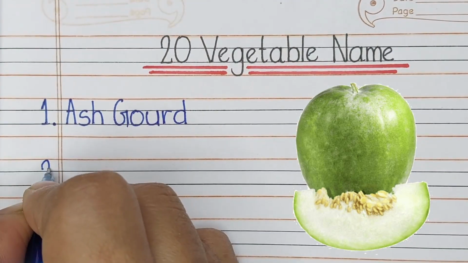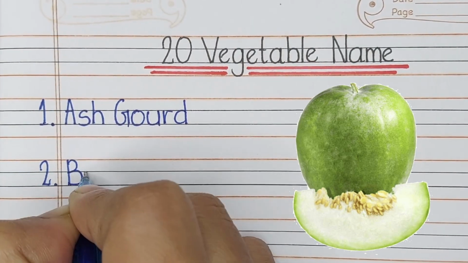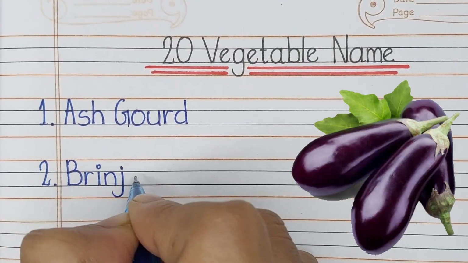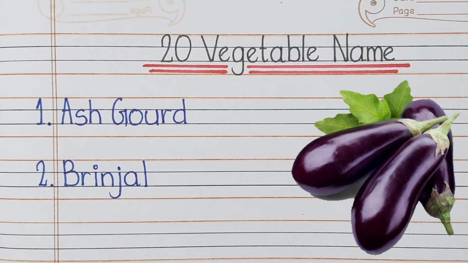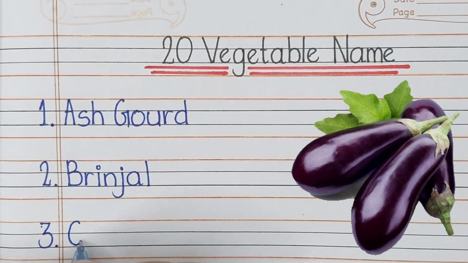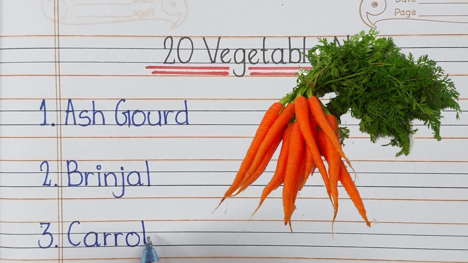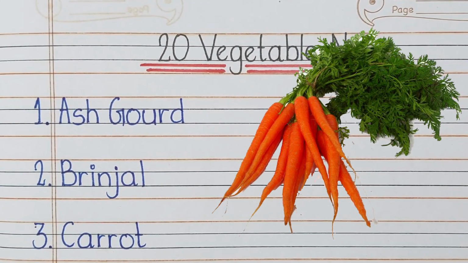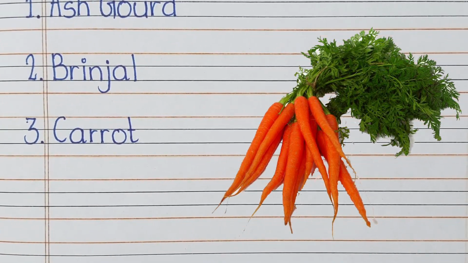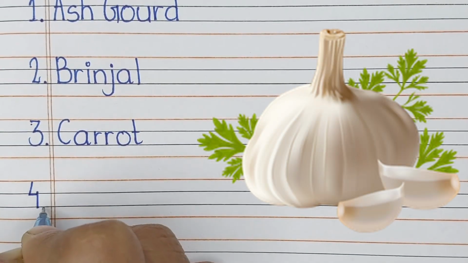First one is Ashgourd. A S H G O U R D. Ashgourd. Next vegetable is brinjal. B R I N J A L. Brinjal. Next vegetable is carrot. C A R R O T. Carrot. The next vegetable in our list is garlic.